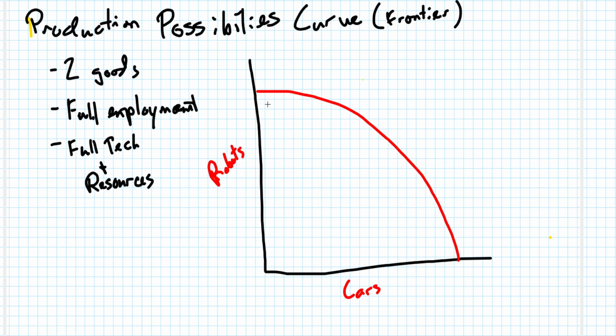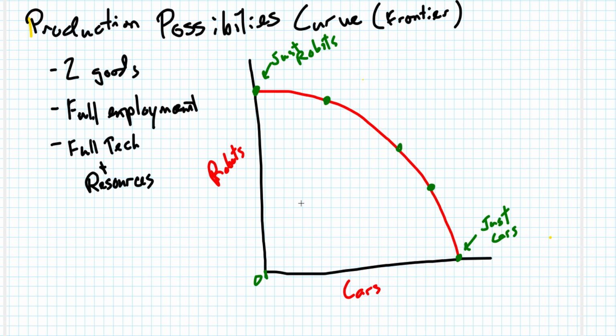So if I, for example, decide I want to, here's 0 down here, I want to just produce robots. So this spot right here is just robots. And we can measure the distance from the origin here. So the distance from the origin for cars is 0, but robots, we get all these robots. That's a lot of robots. All right, I'm going to undo that. Or we could produce over here, and that spot right there is just cars. But more than likely, we're going to be somewhere along the curve.